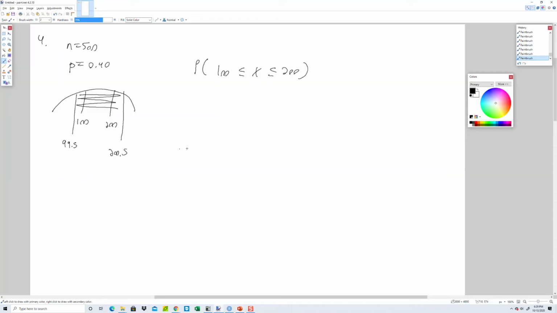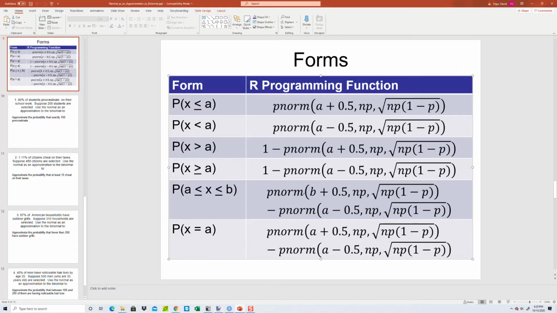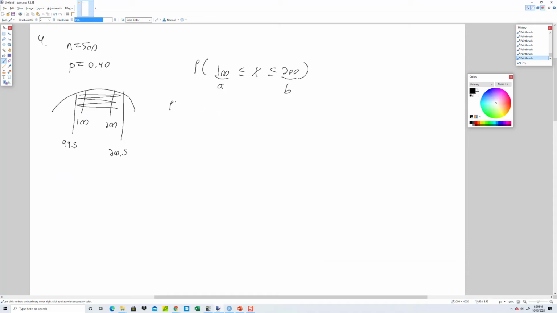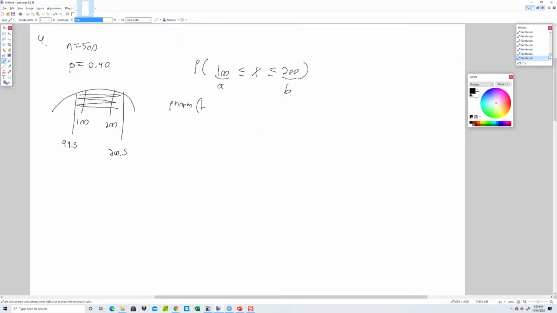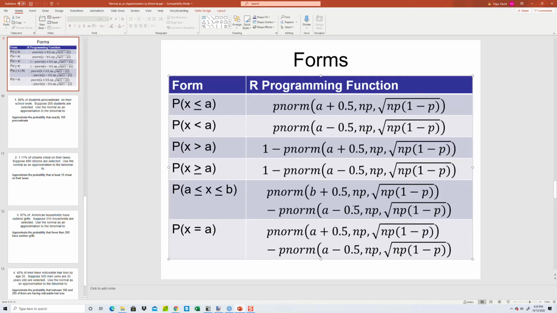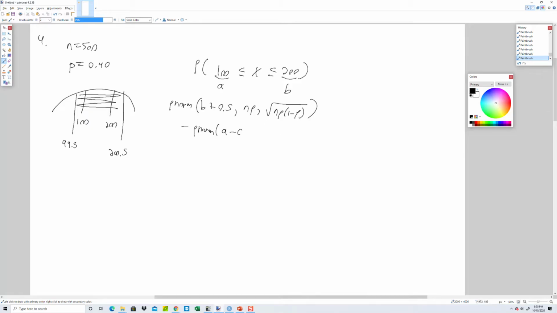So A is going to be our smaller number. This is A. B is going to be our larger number. And this says we're going to plug it into P norm B plus 0.5, comma, N times P, comma, square root of N times P times 1 minus P, minus P norm of A, and our form says minus 0.5, N times P, square root of N times P times 1 minus P.